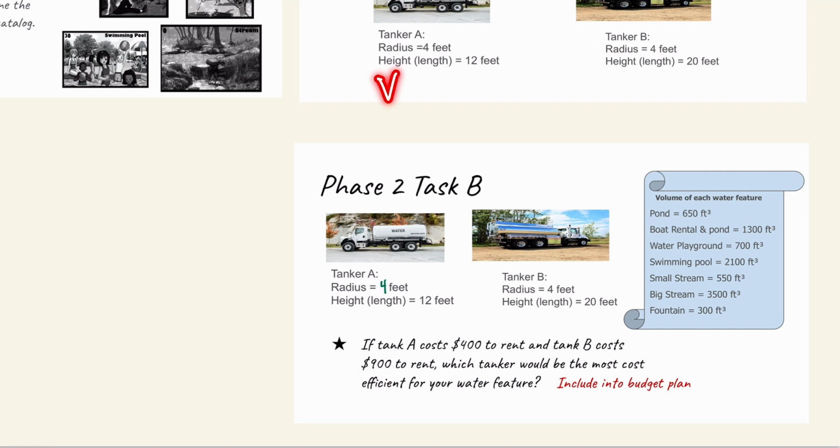So again, you need to have your volume for both tankers. You need to total your personal volume for your park. So if you have 2 ponds, you would find the total for that, and so on and so forth. And then make a decision. How would you rent these tankers? How many? In what way? Think of it as in one trip. If you were to take one trip, what would be the best rental situation?